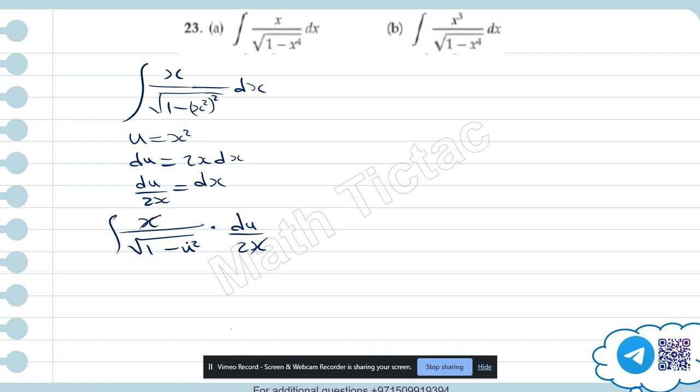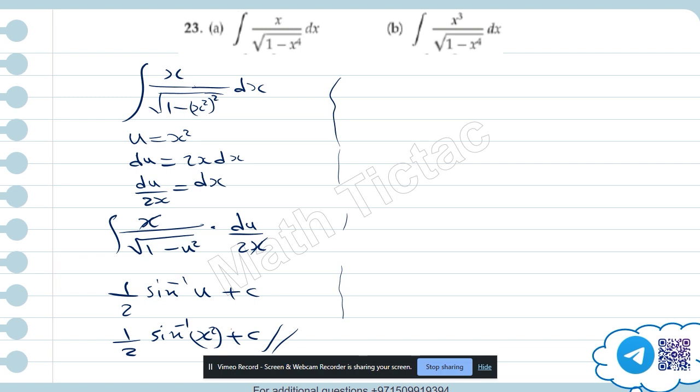This x with this x is eliminated. Now the integration of 1 over square root of 1 minus u squared is sine inverse, and we have 1 over 2 outside. So this is one half sine inverse of u plus c. Now directly, this is one half sine inverse of x squared plus c. That's it. This is my answer.